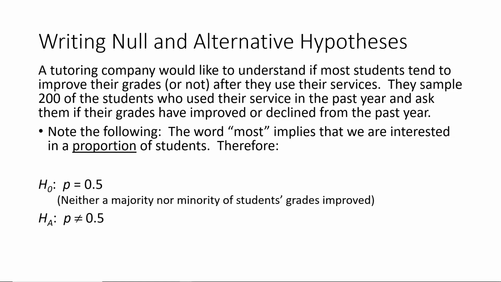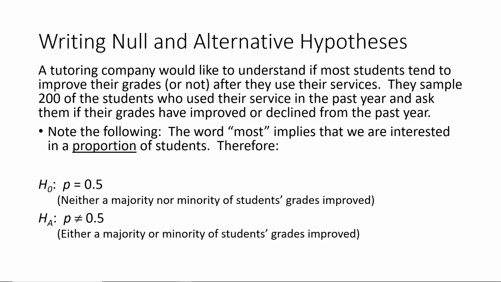So the alternative to that would be that the population proportion is not equal to 1/2. And notice that that is saying that either a majority, that is more than a half, or a minority, that is less than a half of students' grades improved in this case. And that would be the way that we would symbolically write the null and alternative hypothesis in this case.